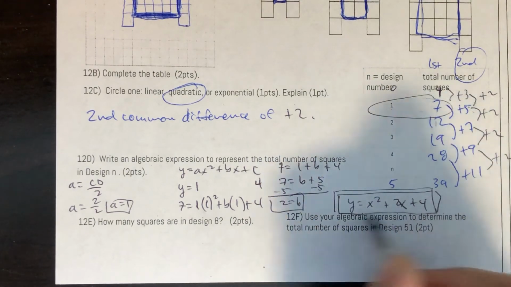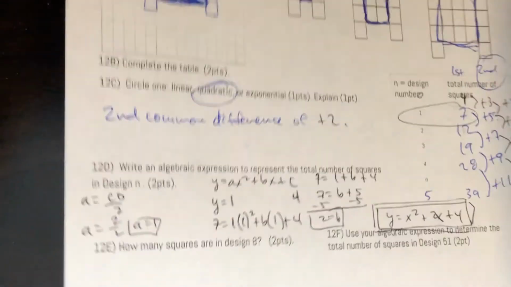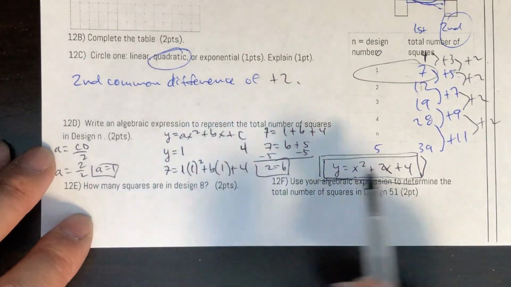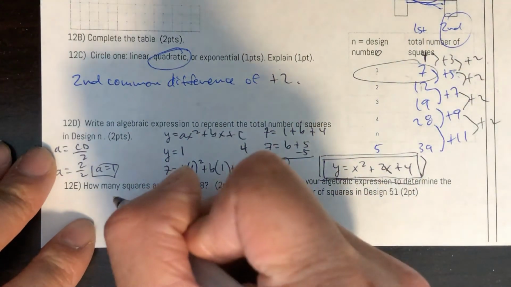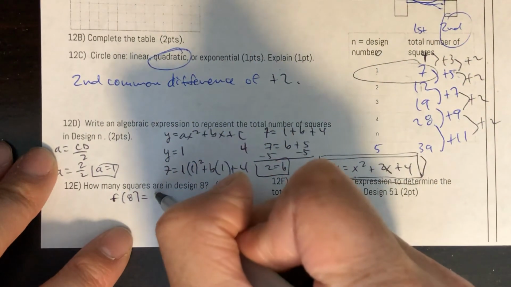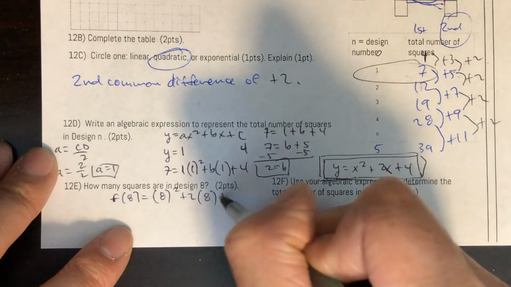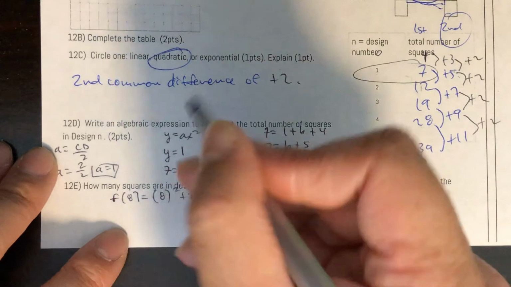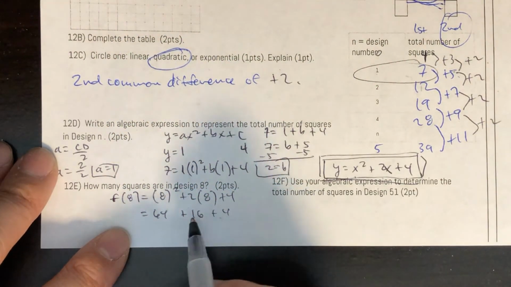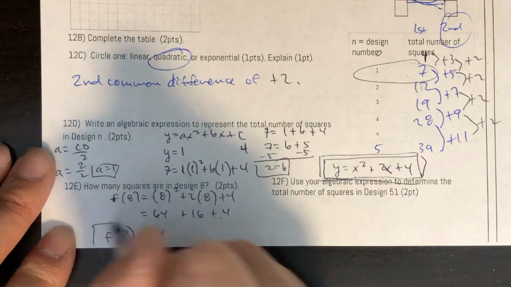And this is my algebraic expression. How many squares are in design 8? So you could expand that, but it'd be easier if you just put it in with function notation. 8 squared plus 2 times 8 plus 4. So I'm using what I created here. 64 plus 16 plus 4. So that's 20. That gives me 84. F of 8 equals 84.